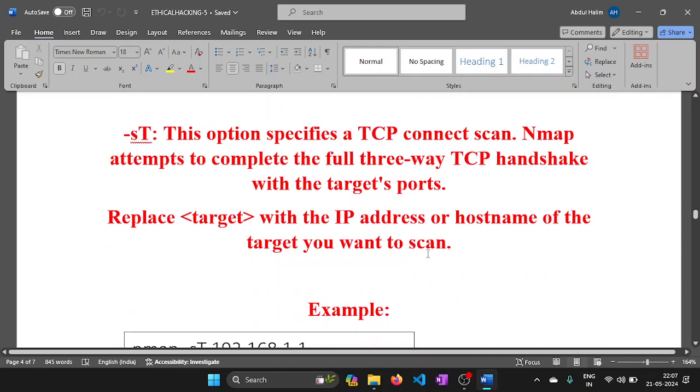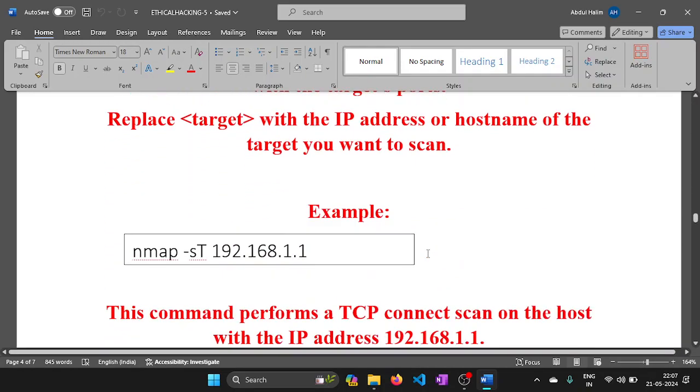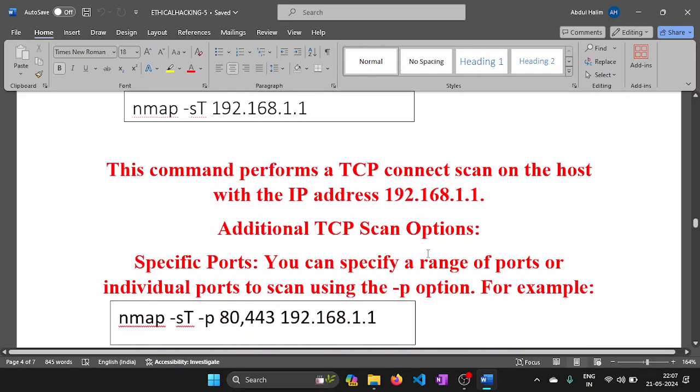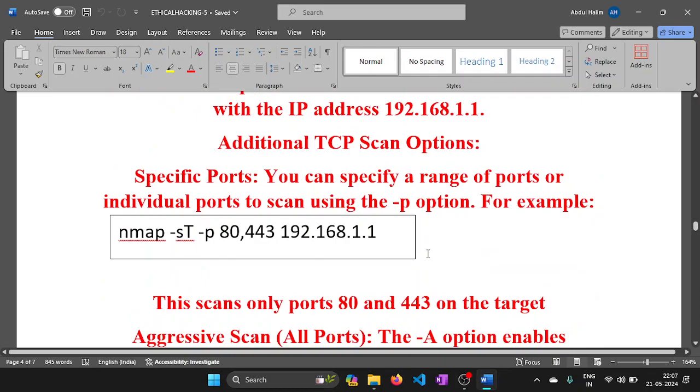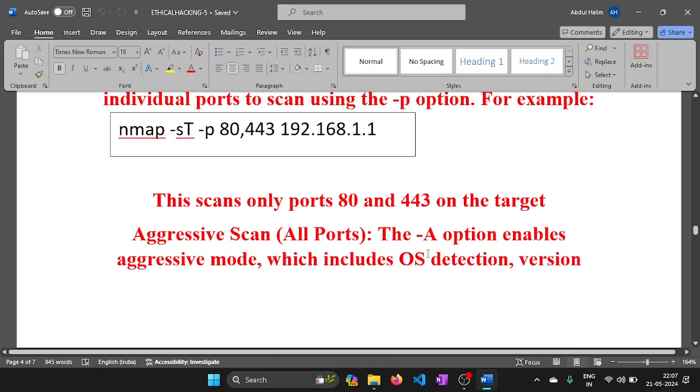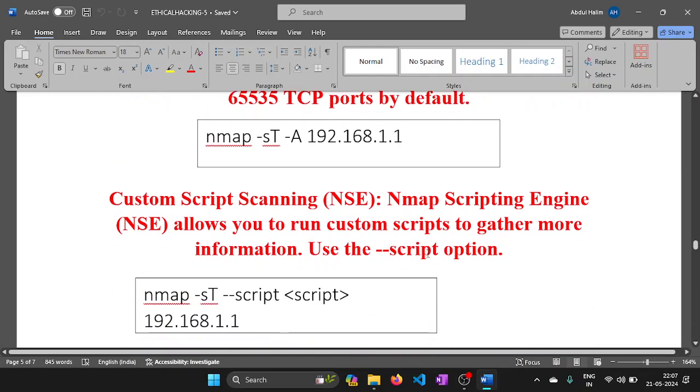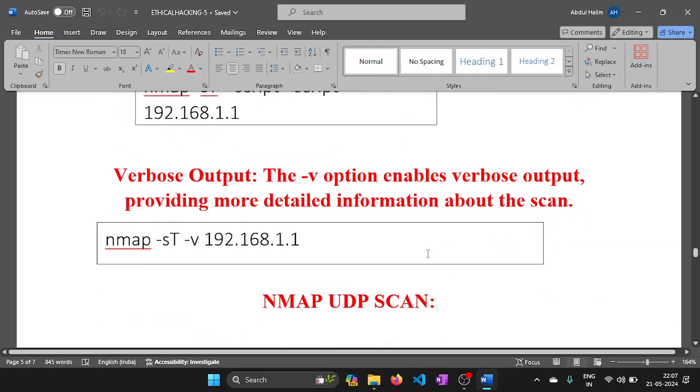So similar to the previous one, we can replace the target by the respective IP address. And then we can even mention the specific ports. Right? And then here we have the aggressive scan. And then we have here custom script scanning. Right? And then we have verbose output.